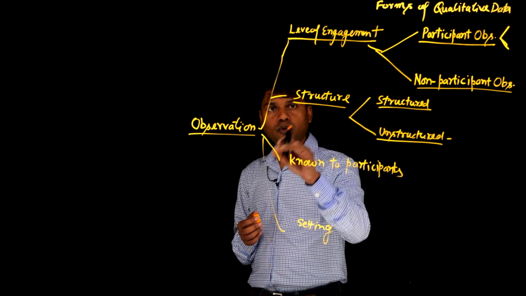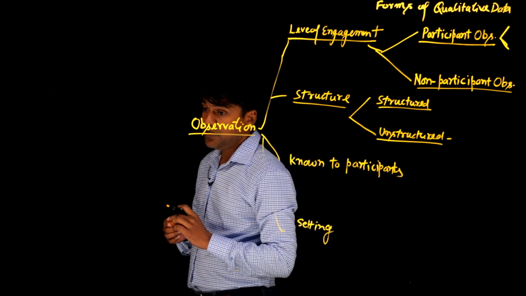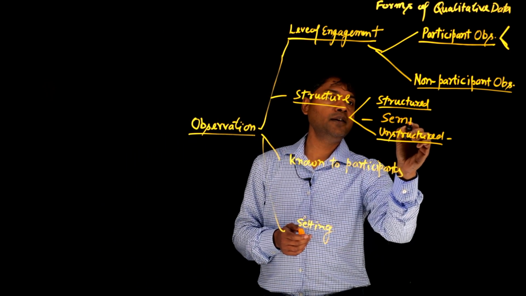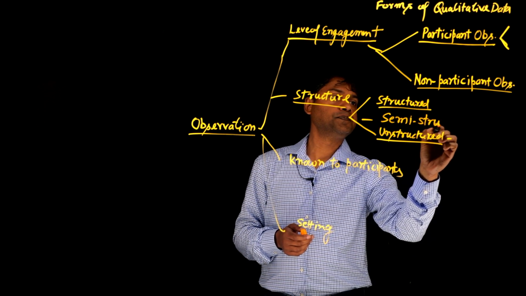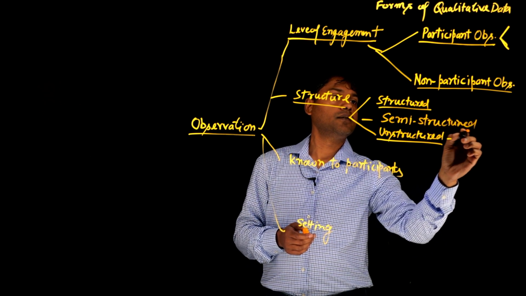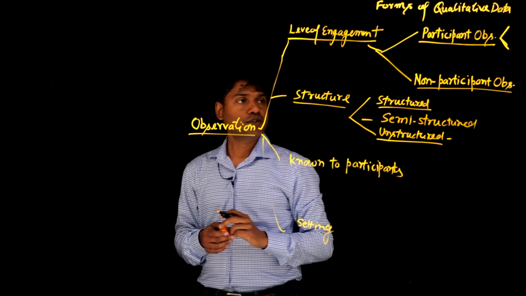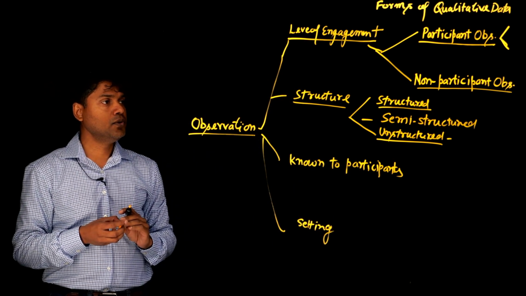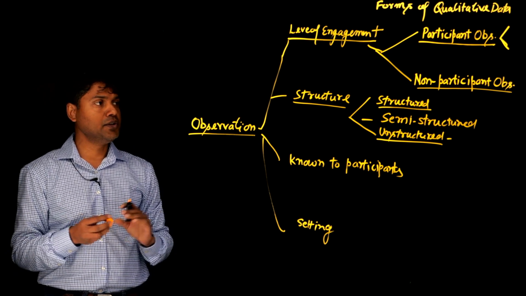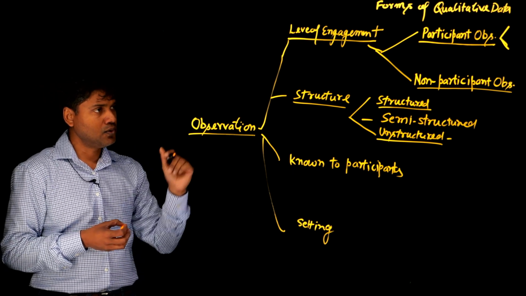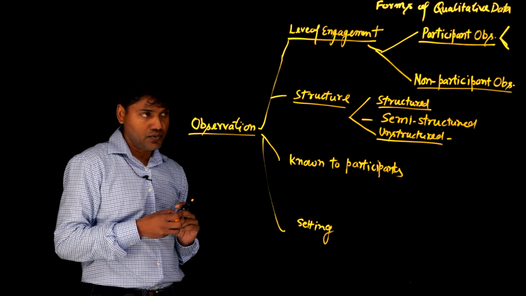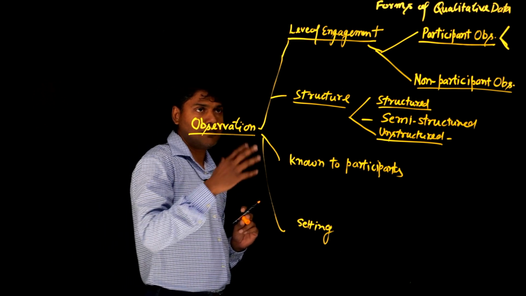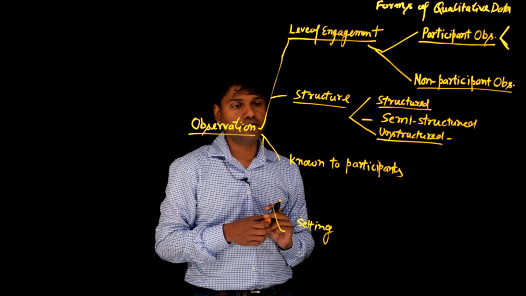So from a structure point of view, an observation could be somewhere in the middle, let's say semi-structured observation. You have some structure in terms of what you want to focus on, but you are also unstructured, like, okay, if new things come up, I will make a note of those too as an observer. So that's briefly about the structure point of view.